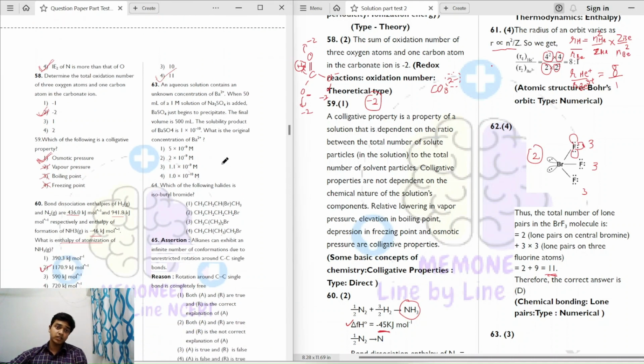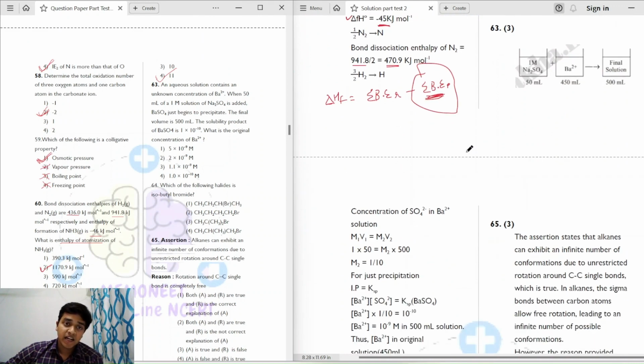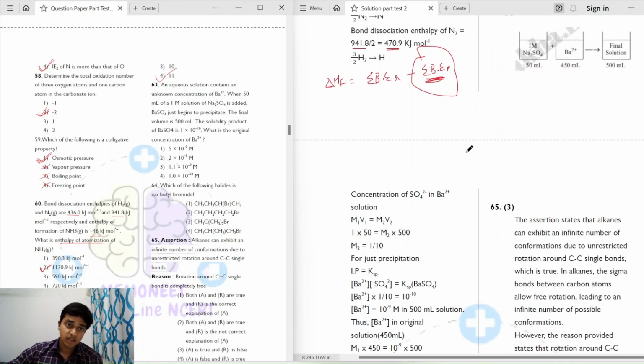Moving on to the next question. The question says, an aqueous solution contains an unknown concentration of barium ions. When 50 ml of a 1 molar solution of Na2SO4 is added, barium sulfate just begins to precipitate. The final volume is 500 ml. The Ksp of BaSO4 is given to us as 10 raised to the power minus 10. So we have to find out what is the original concentration of barium 2 plus.